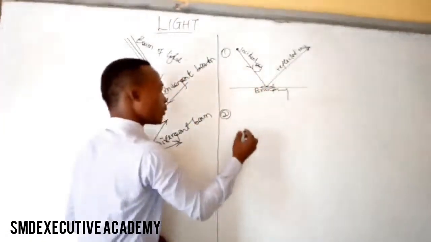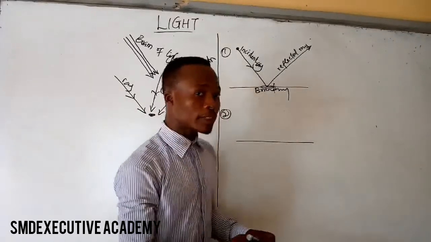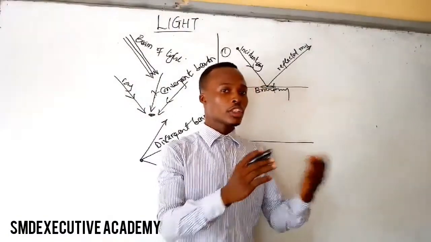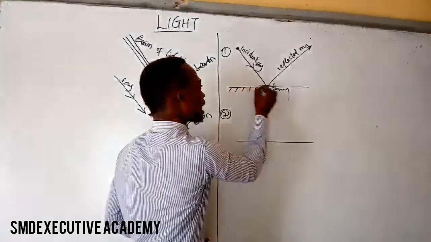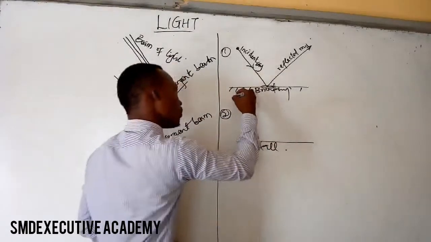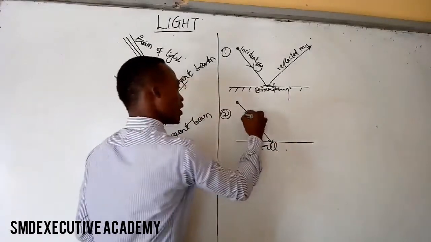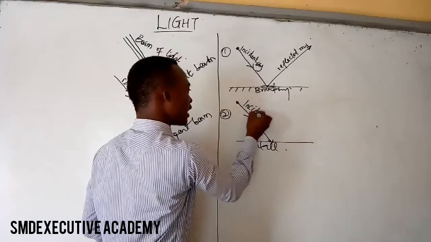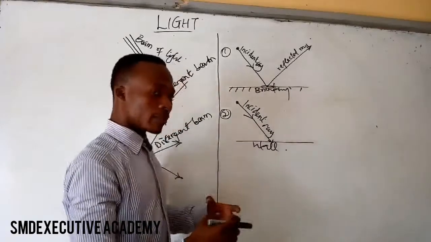Now, a ray of light can be absorbed in one instance: when you have an opaque object, which is not shining, not smooth, for example the wall. Let's take this to be a glass, and let's take this to be a wall. Once the ray of light comes into the wall, what happens? This is what we call the incident ray. Then the ray of light will be absorbed by the wall.